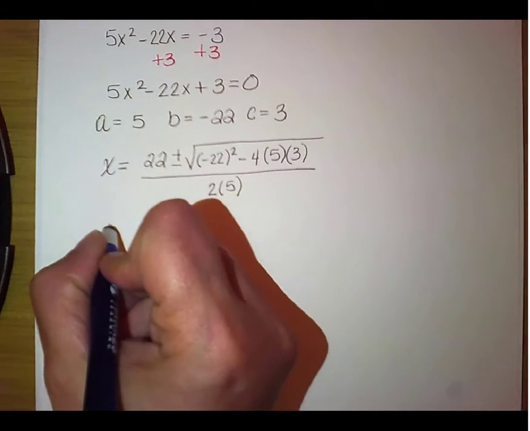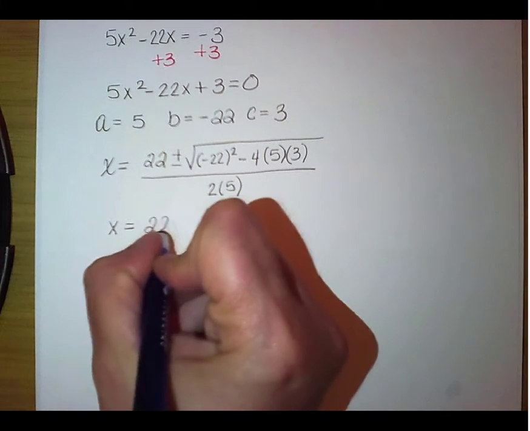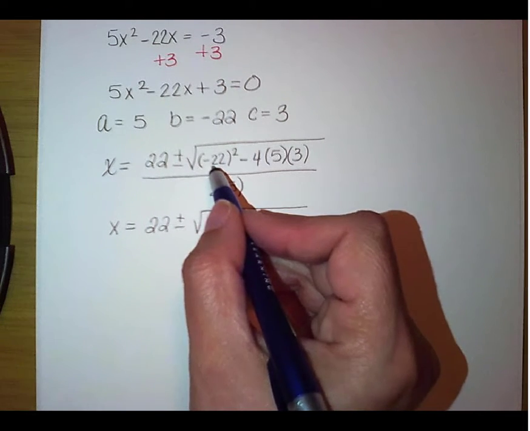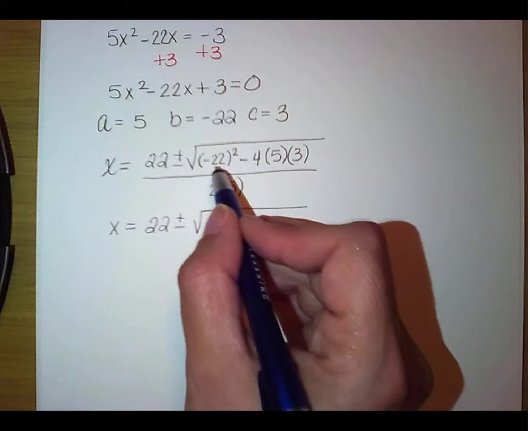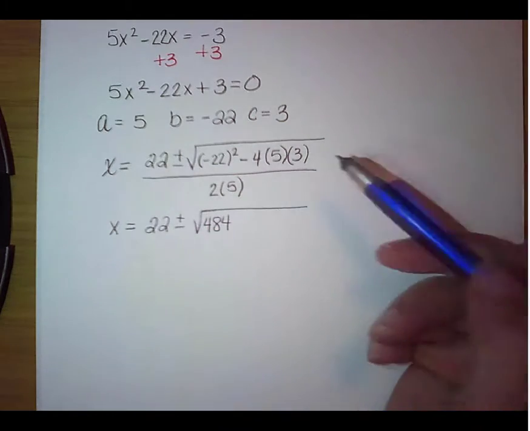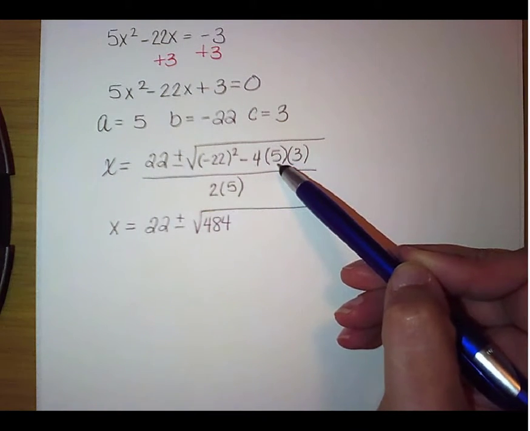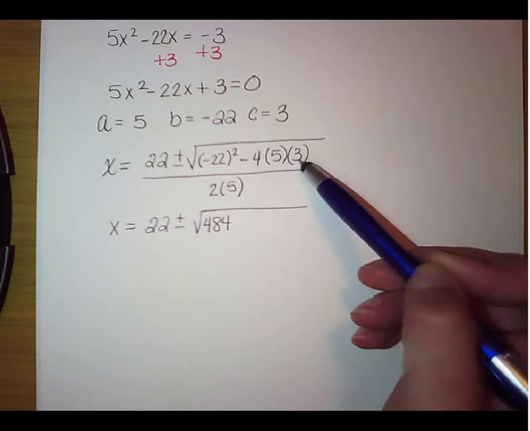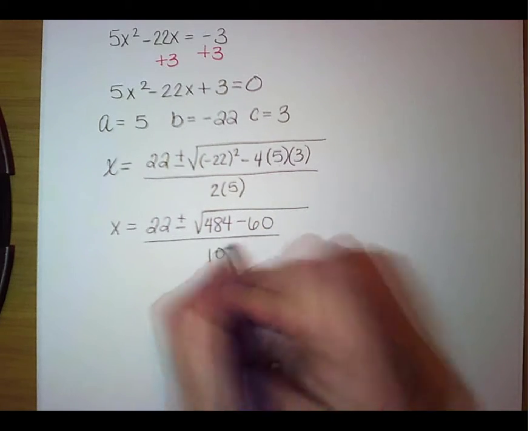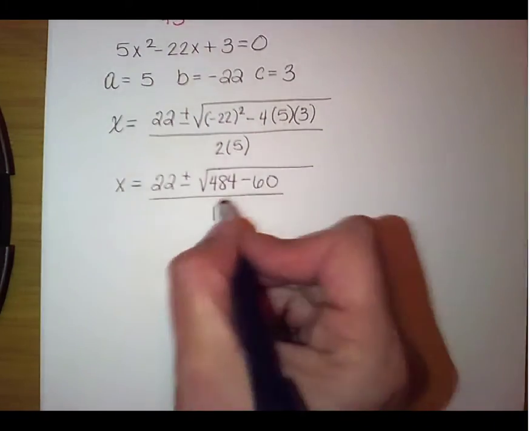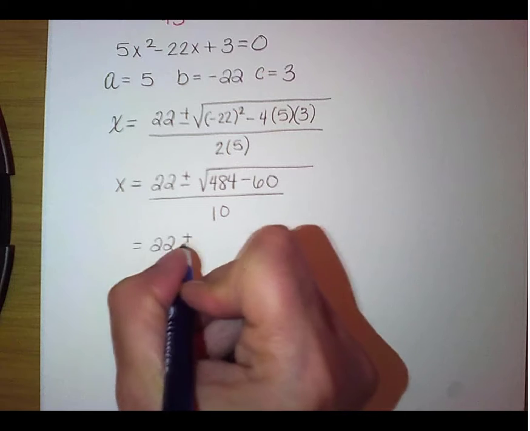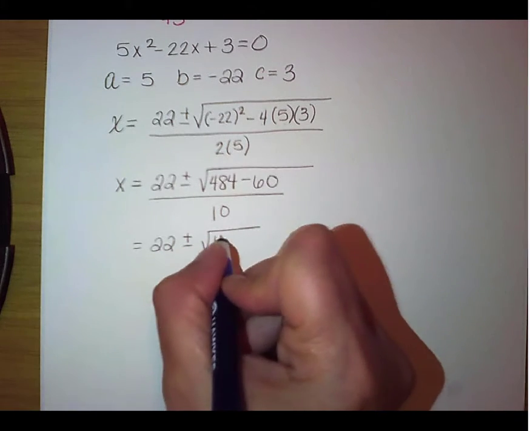So we are going to have x equals 22 plus or minus the square root. Remember again, you are squaring a negative, so a negative times a negative is going to make that a positive, and that is going to be a positive 484. And then we have negative 4 times 5, which is negative 20, and then negative 20 times 3, which is a negative 60, divided by 10. So now we can subtract 484 minus 60, so we're going to get 22 plus or minus the square root of 424 over 10.